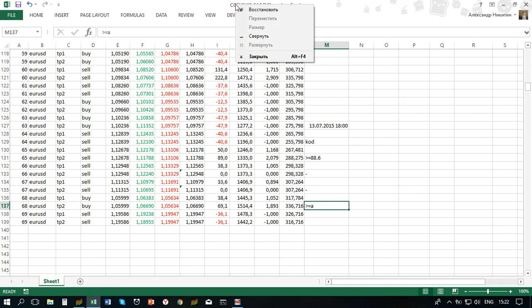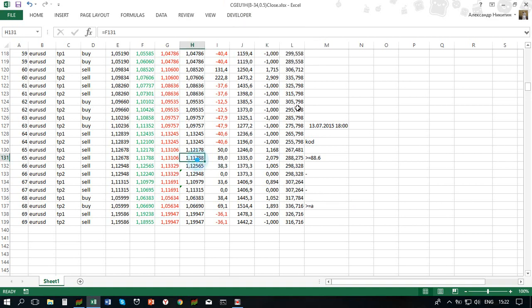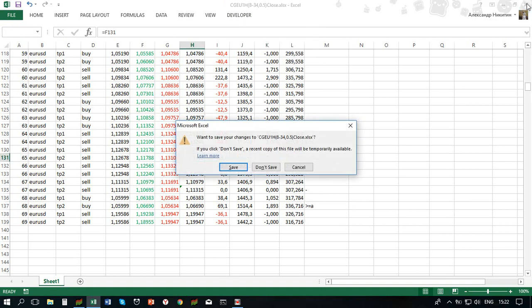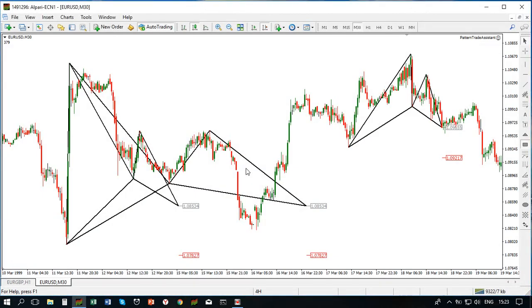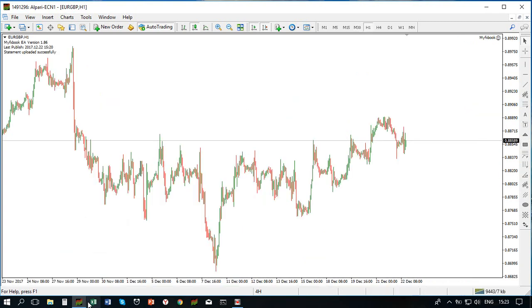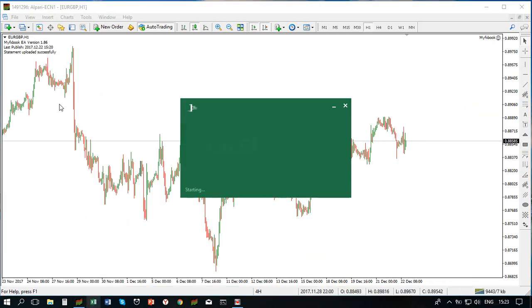I am to rename it. How can I rename that file? Yes, save it. Rename that file. I need to rename that file: 30 minutes on euro-dollar instead of 1 hour. What's next? Let me show you some more backtesting spreadsheets.